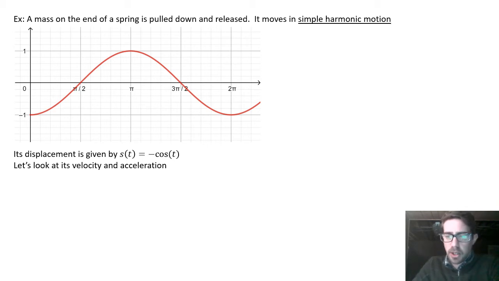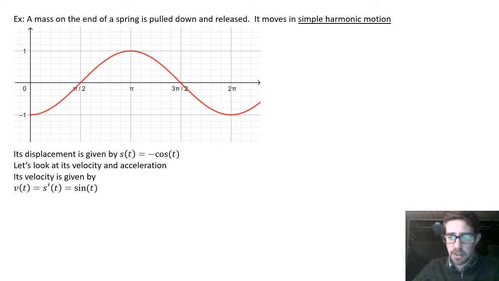We want to look at what's going on with this thing's velocity and its acceleration. And in particular, remember that velocity has direction. So positive velocity corresponds with the mass moving up, and negative velocity corresponds with the mass moving down. So you can get a sense of what it should look like before we even do the math. But we have derivatives for this stuff now, so we can do the math.